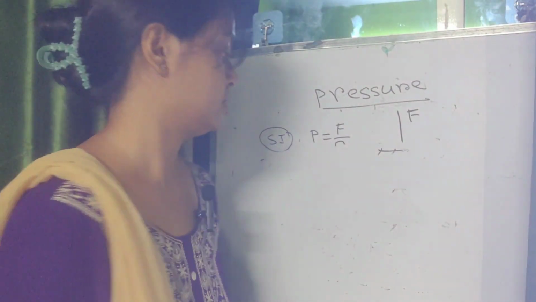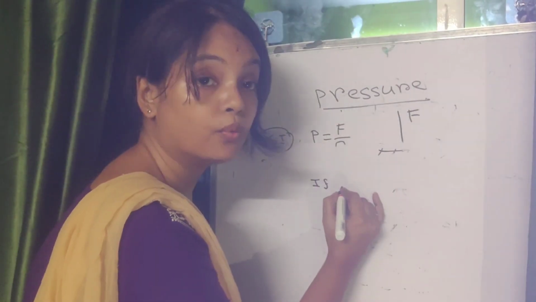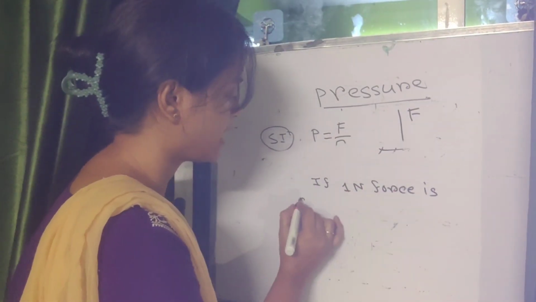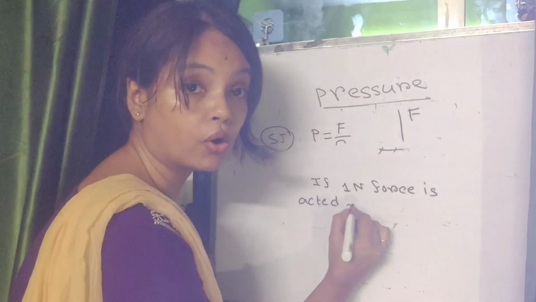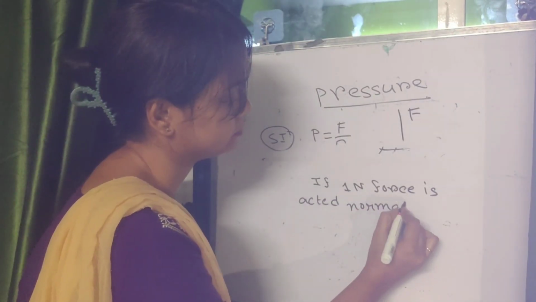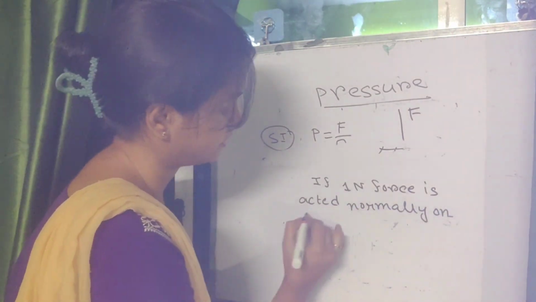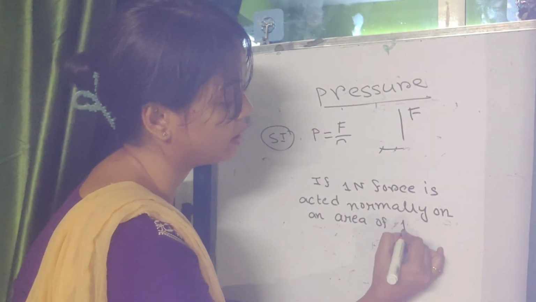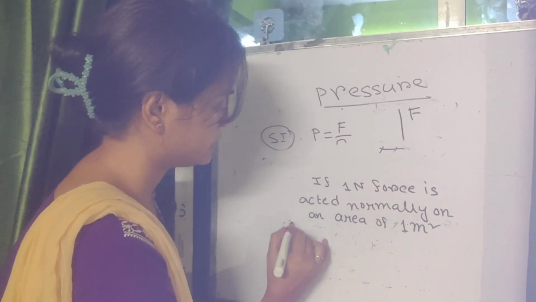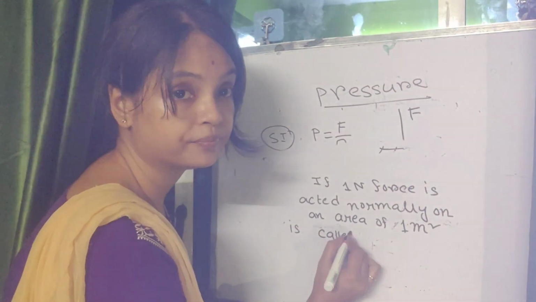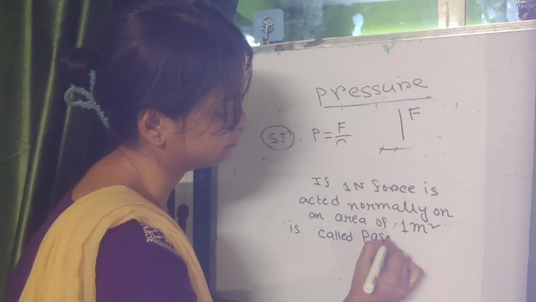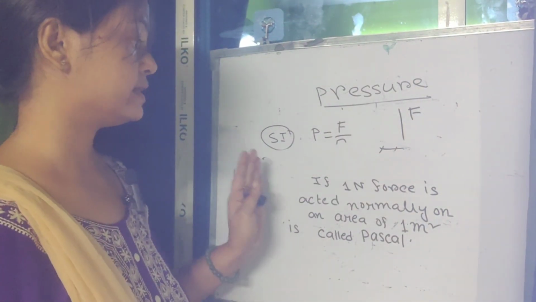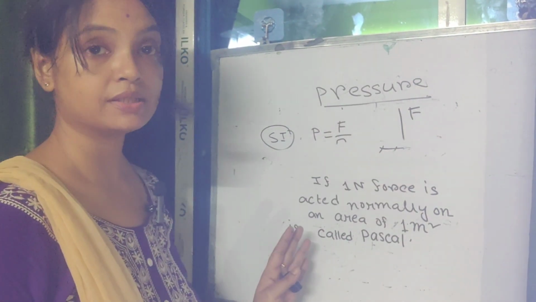We can write, if 1 Newton force is acted normally on an area of 1 meter square, it is called Pascal. So this is the SI unit of pressure, that is Pascal.